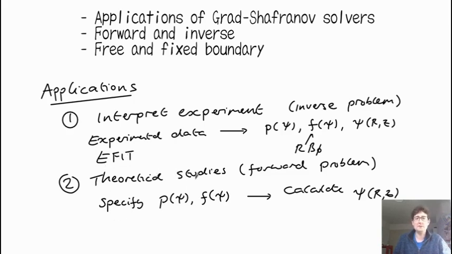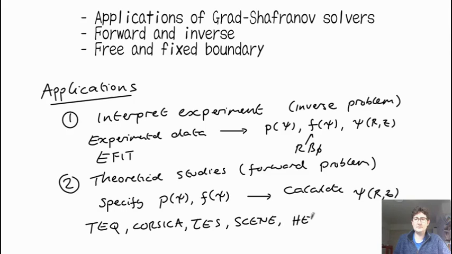For theoretical studies there are lots of different codes for designing tokamaks and performing theoretical studies. Some examples are TEQ, so tokamak equilibrium. There's also CORSICA. It's quite a widely used one for things like designing ITER. TES, tokamak equilibrium solver, I believe it was a Korean development. There's things like SCENE, and there's HELENA, also quite widely used. So there are many others of these.